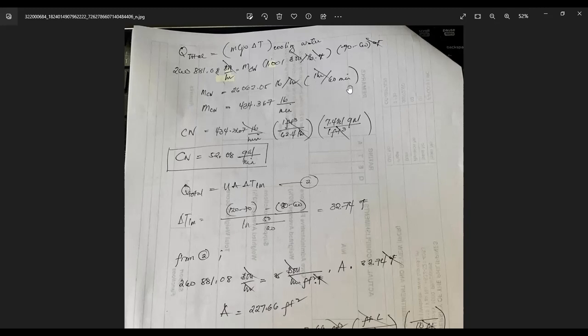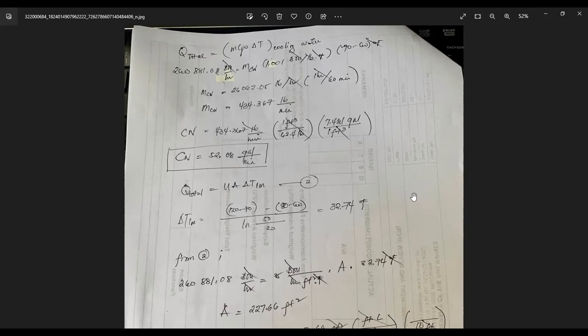Convert the hour to minutes, so you have it in pounds per minute. However, the problem requires you to get the requirement in terms of volume per unit time. So you need the density of water. Your answer here should be divided by the density, and then simply convert the cubic feet unit of volume to gallons. So this is the volumetric flow rate of your cooling water. This is the first requirement.